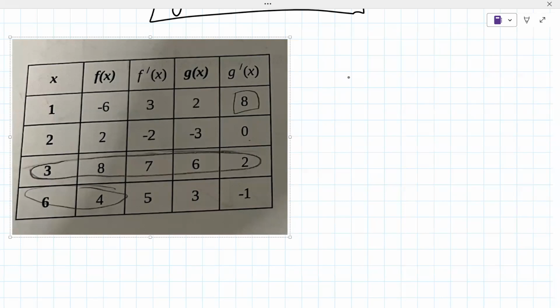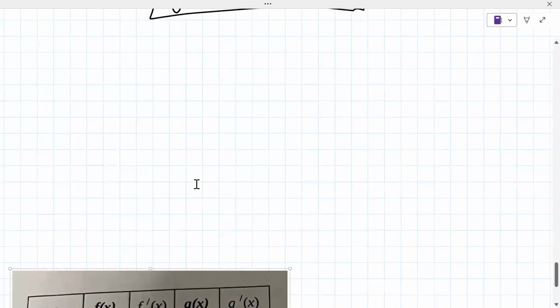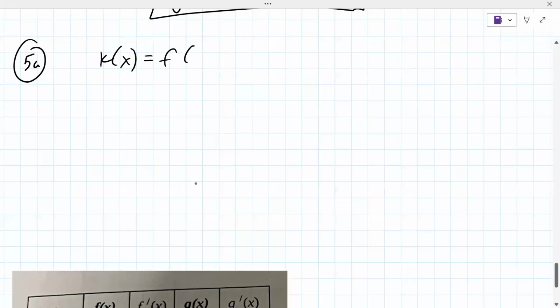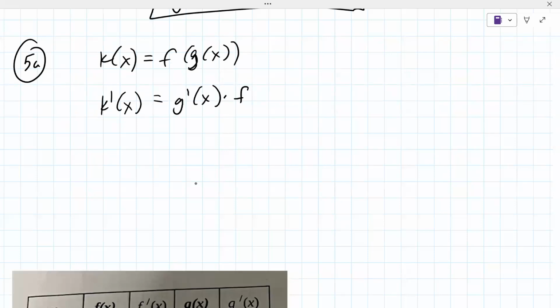So 5A, actually, we don't need this table quite yet. We'll get to the table in a moment. Okay, 5A is K of x equals F of G of x. Can you tell me K prime of x in symbolic form? G prime of x times F prime of G of x. Yeah, derivative of the outside function, then multiply by the derivative of the inside function.